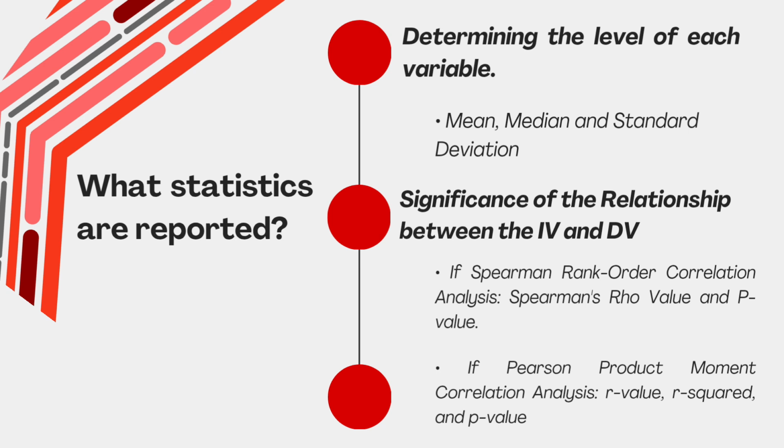When determining the level of each variable, researchers usually report descriptive statistics. Here are the statistics and tools commonly seen in the results. First, we have the mean or average. The purpose of this is to find the central tendency or the average response of the participants for each variable or indicator. For example, you have a mean score equal to 4.25. This indicates a very high interpretation.